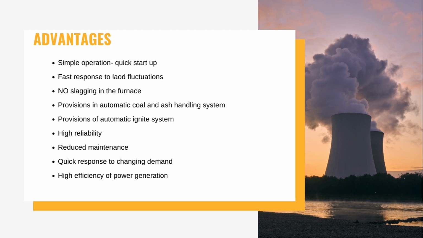Provision of automatic coal and ash handling system. Automatic systems for coal and ash handling can be incorporated, making the plant easy to operate, comparable to oil or gas fired installation. Provision of automatic ignition system and control systems using microprocessors and automatic ignition equipment give accident control with minimum manual supervision.